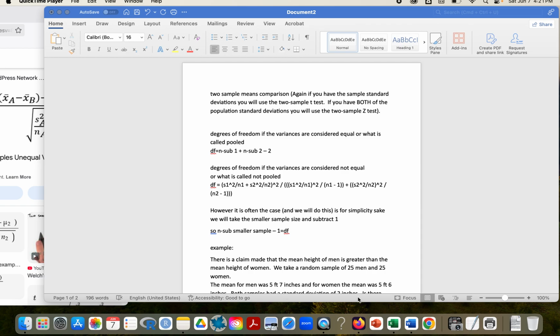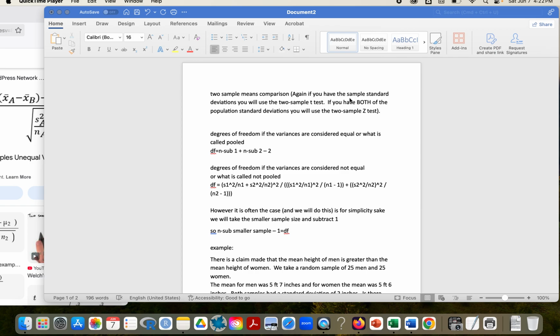So, making a video on comparing two means. The example that I'm going to give you is going to be based on a two-sample t-test, T as in Terry, not a two-sample z-test, Z as in Z. Two-sample means comparison, and let me just point this out.